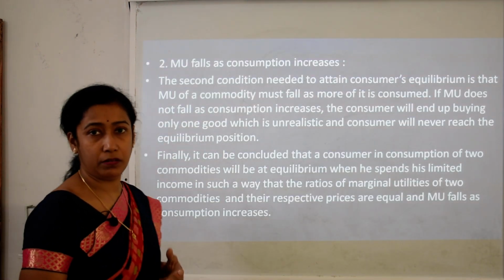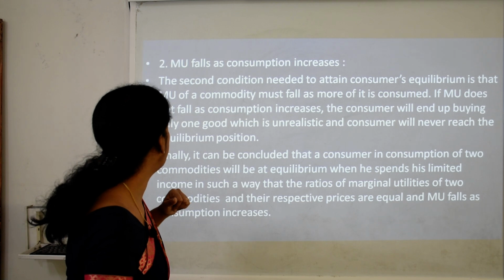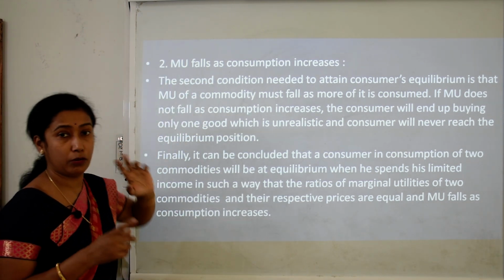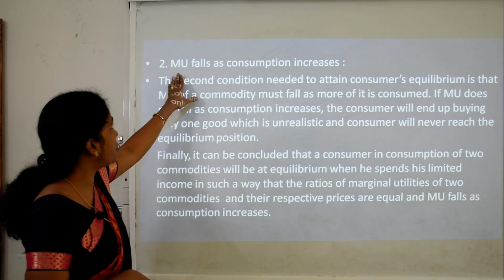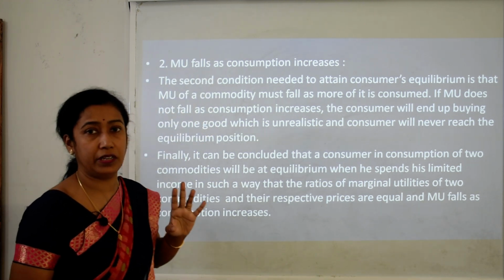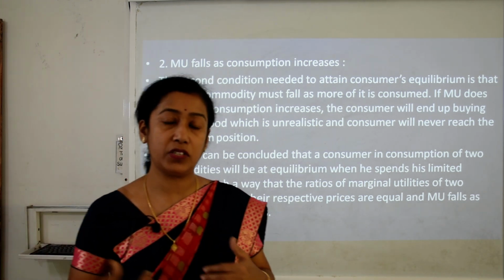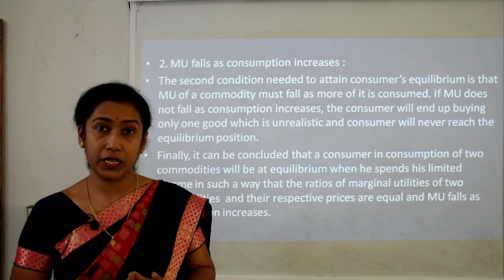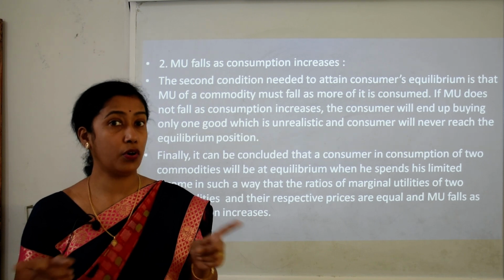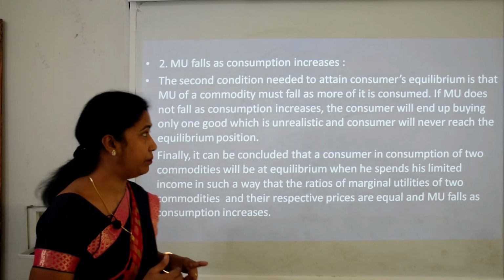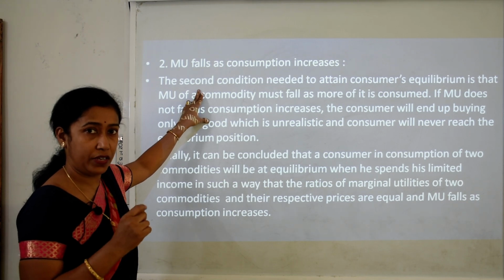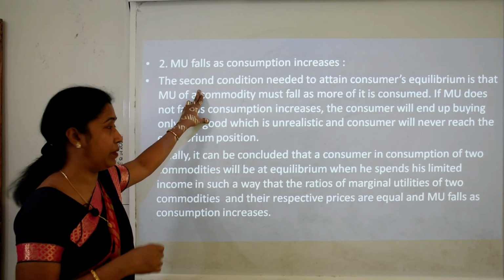Now let me explain it with an example: marginal utility falls as consumption increases. This is the second condition. That means as a consumer tries to consume one or more than one commodity, the utility he gets from one good or from both goods must be diminishing or decreasing. Why? Because the law of diminishing marginal utility applies here again.